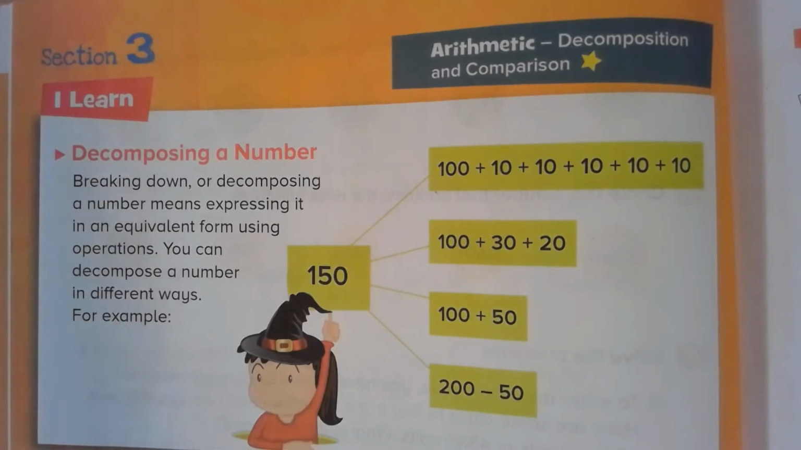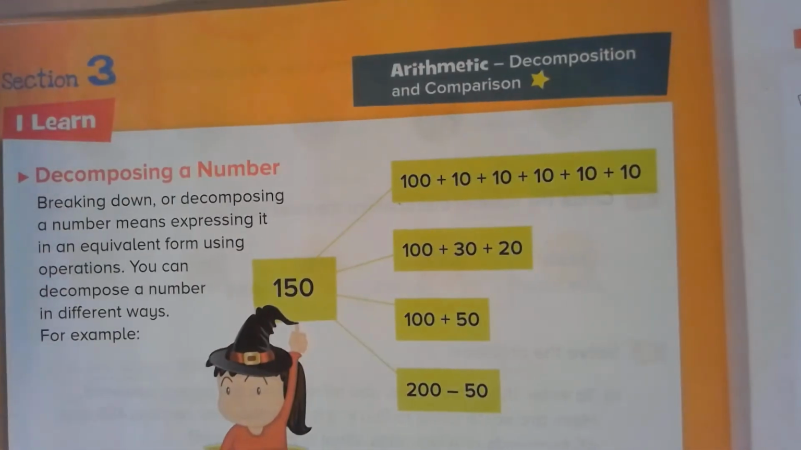Decomposing. To me it means like a leaf. It breaks down into smaller parts. So I guess if I have to decompose a number, it means I would take the number and break it down into smaller parts. Okay, that makes sense to me.